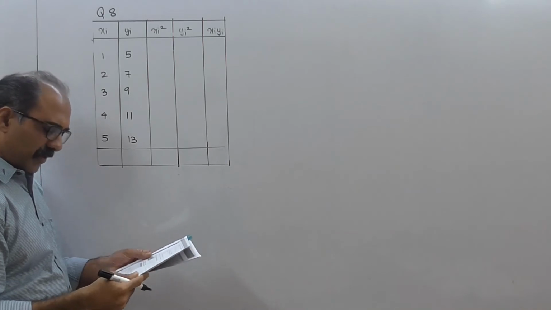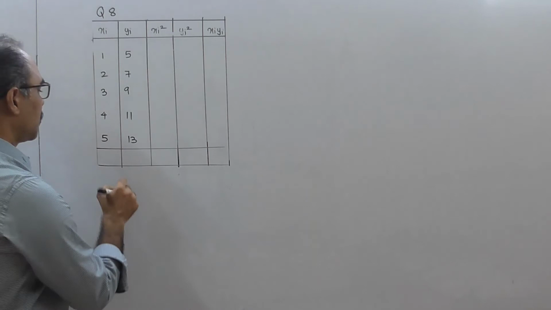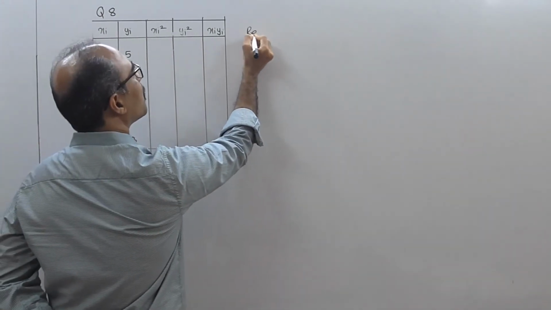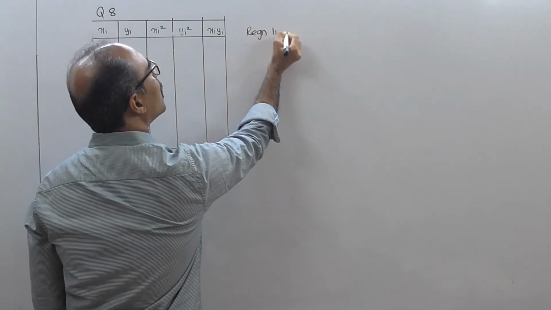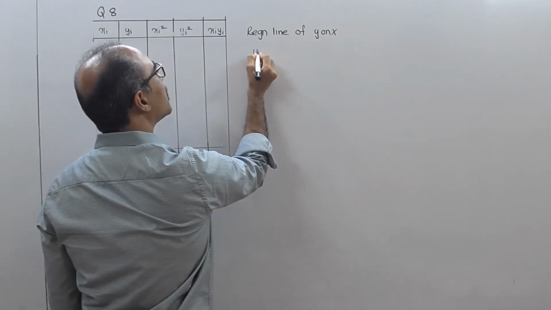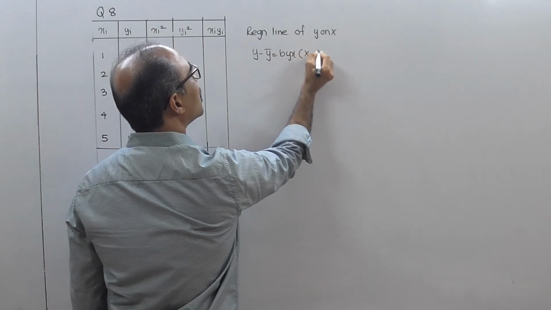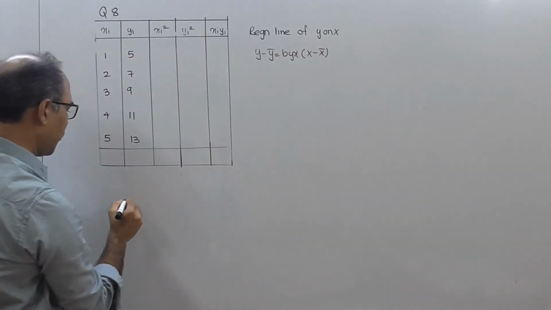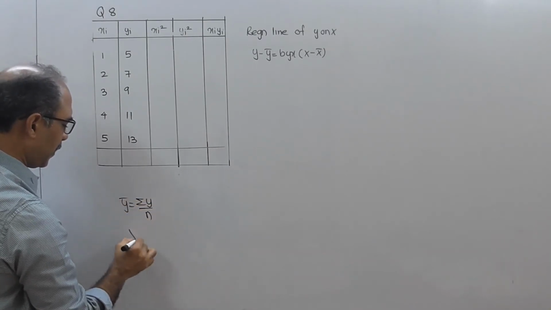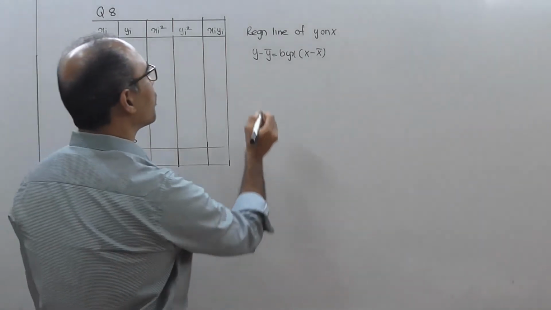They have given the values of x and y, and they are telling you to find both the regression lines. So if they are telling you to find both the regression lines, that means you have to find the regression line of y on x, which is defined as y minus y bar equals byx into x minus x bar. So we can write here y bar equal to sigma y upon n, followed by x bar equal to sigma x upon n.